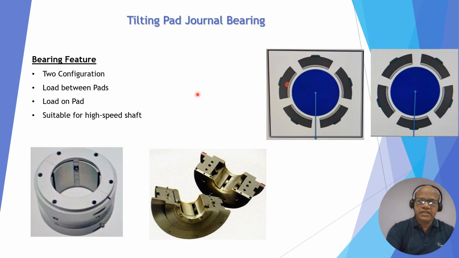Now, the tilting pad journal bearing. You can see these are the pads, which are tilting. There are two configurations. You can see the load, that means the shaft, is between two pads. Sorry, this is load between the pads, and this is load on the pad, because the load is directly on one pad. Here the load is between two pads. So there are two configurations, and this bearing is suitable for high speed applications. You can see two pieces of the bearing. This is complete.